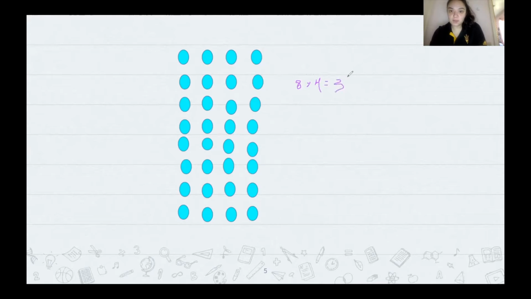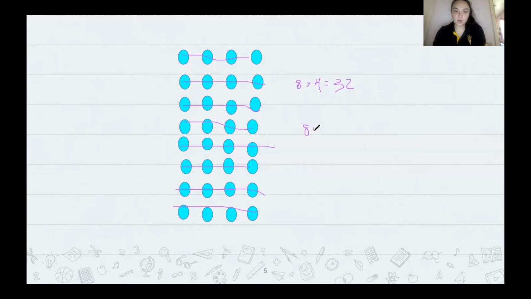We found that by skip counting, but now we have an array to double check our work. So let's look. I have 4, 8, 12, 16, 20, 24, 28, and 32. So you can count all of those to make sure that you are right. And so 8 times 4 is equal to 32. We counted 32 circles. Now let's practice our commutative property.